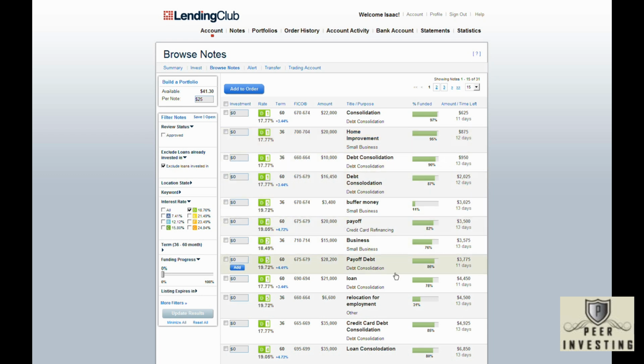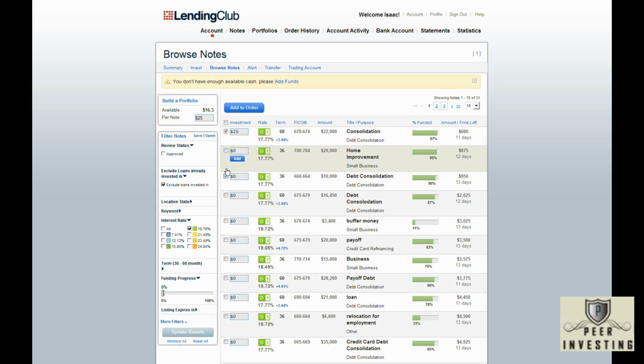And when you're looking to do this, it's pretty simple. You can click multiple notes. Obviously it's saying I don't have enough cash because I only have just under $50, but you can do this all in one. They just add to order, it processes it, and as soon as the funding reaches 100%, as long as your listing isn't expired, you're all set, you're earning money.